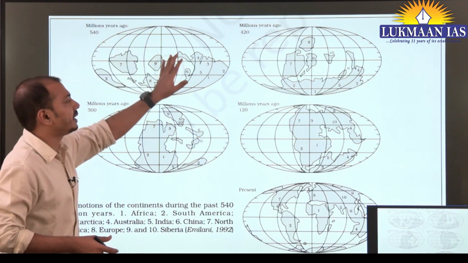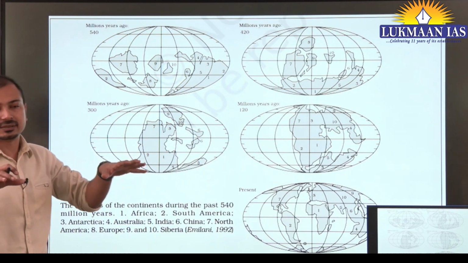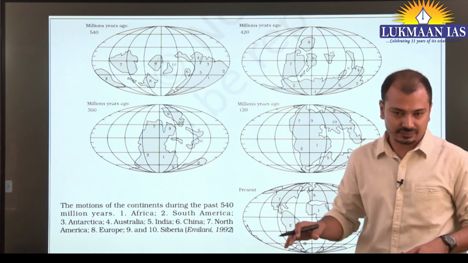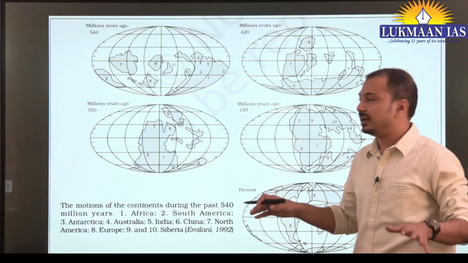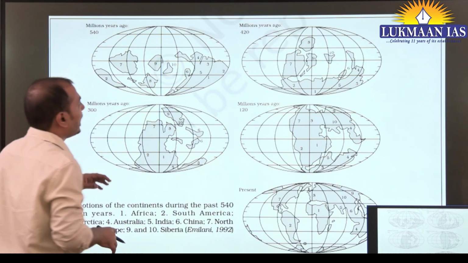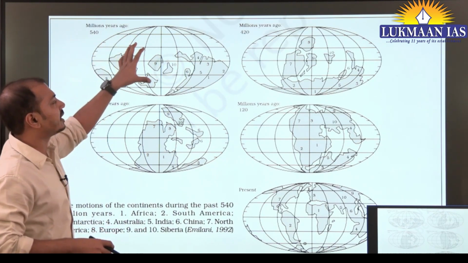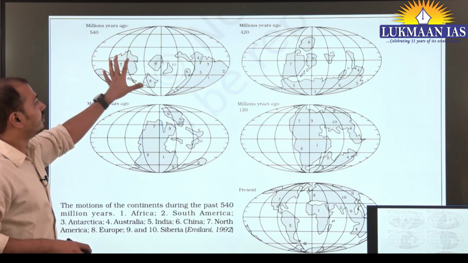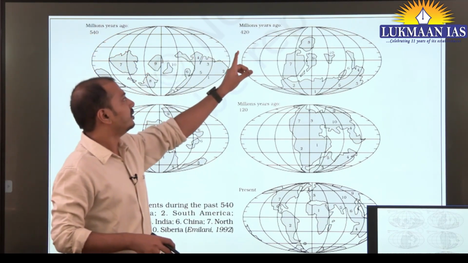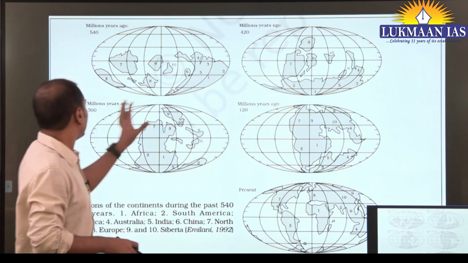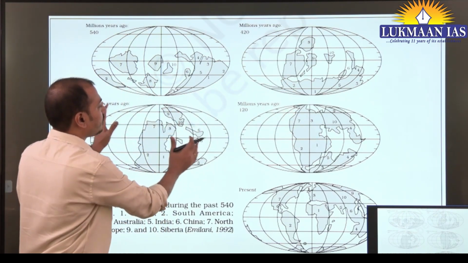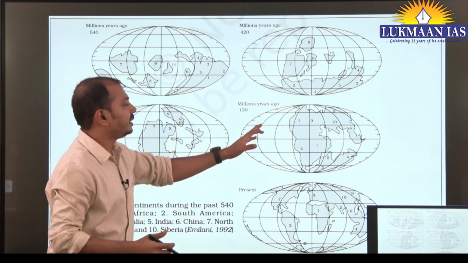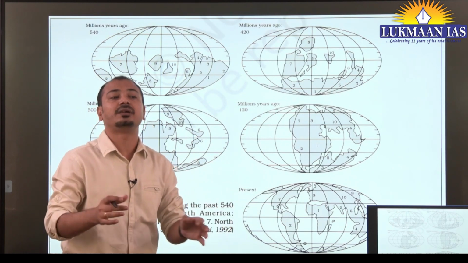According to plate tectonic theory, all these continents, or simply these lithospheric plates, were randomly placed on the earth's surface, and you can see that they started coming together 540 million years ago. They were randomly placed. Then 420 million, then 300 million. They are coming together, and between 200 and 120 they came together to form Pangea.